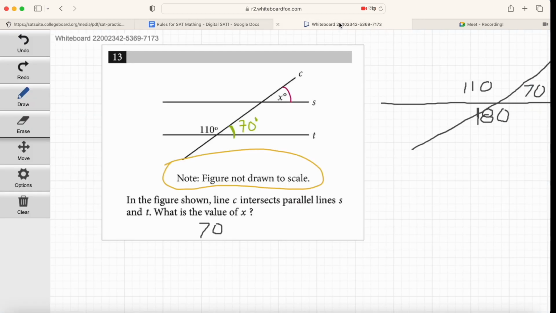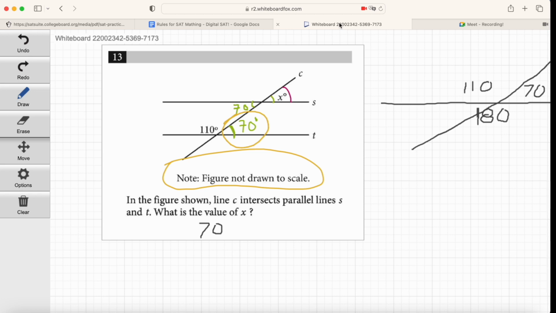So going back to the question, we can identify that this here is 70 degrees as well. And because those are vertical angles, X has to be 70 degrees. But I think once you identify that this is 70 here, you can just be like, well, X looks like that same angle, so 70. Does that make some sense?